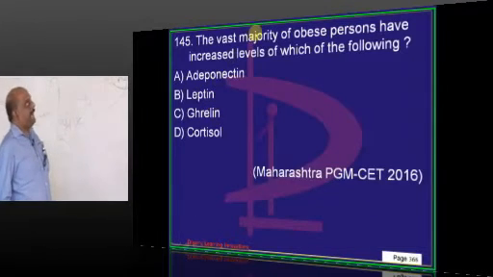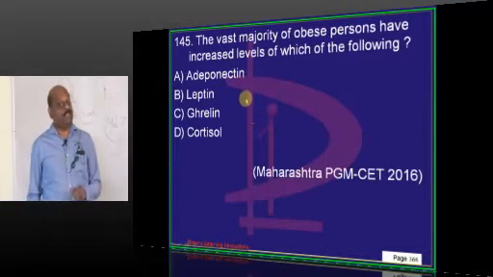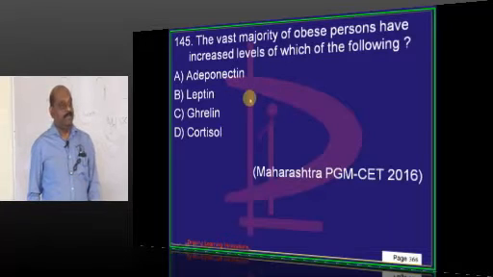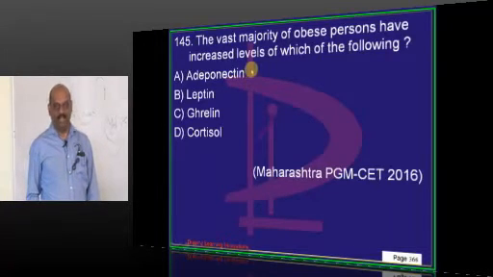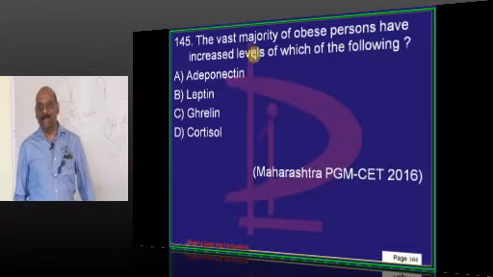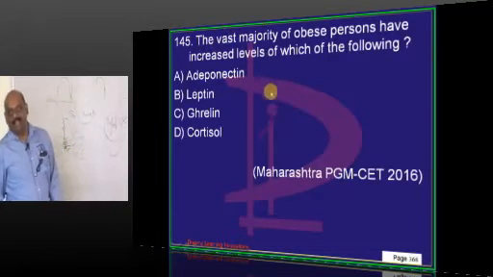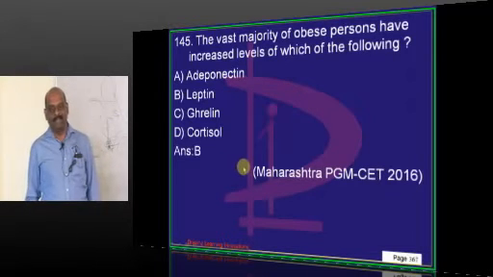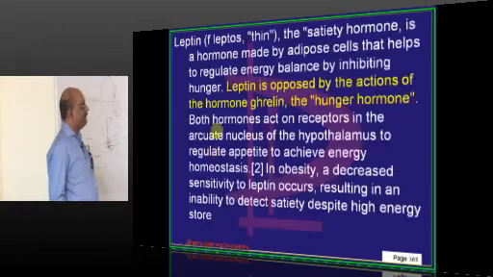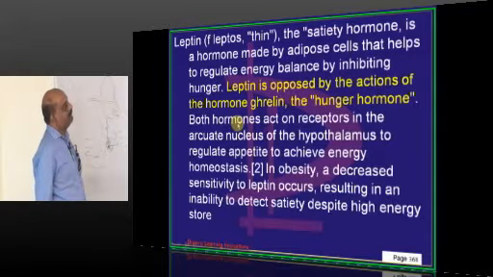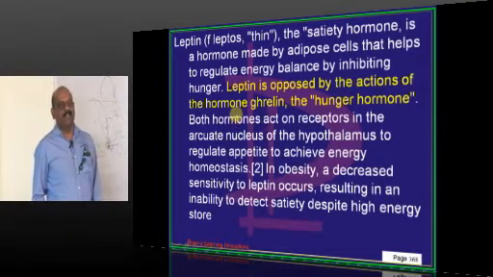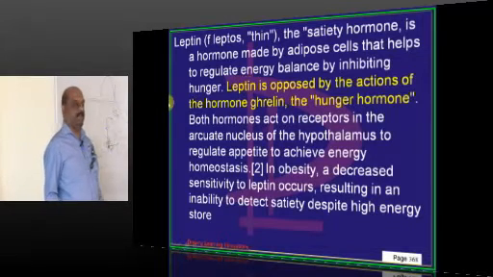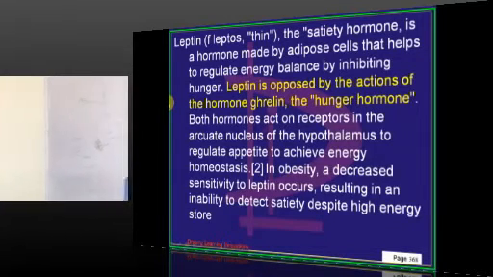So the vast majority of obese people, what will they have? Last time I told you, leptin, ghrelin, what do you call it? Ghrelin, not giherlin, like girlfriend. No. So leptin is important for what? Eating food and suppressing the appetite. Suppressing. Leptin, ghrelin is the hunger hormone. This is the appetite suppressing hormone.